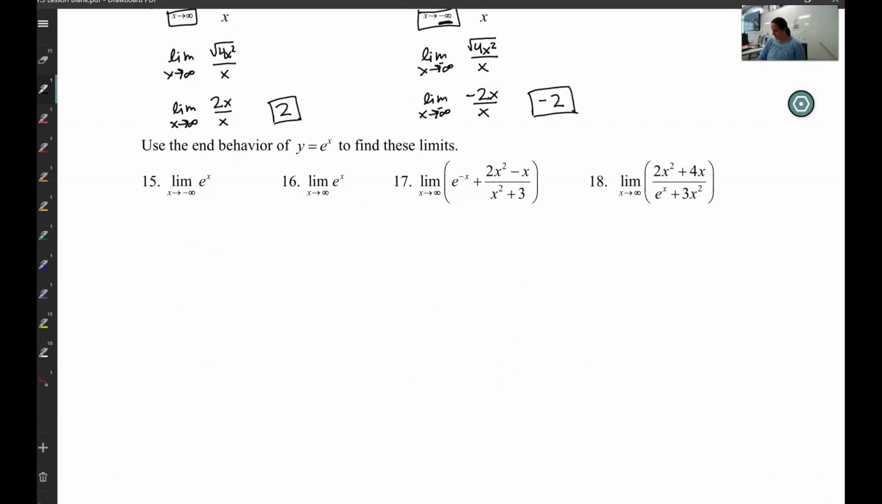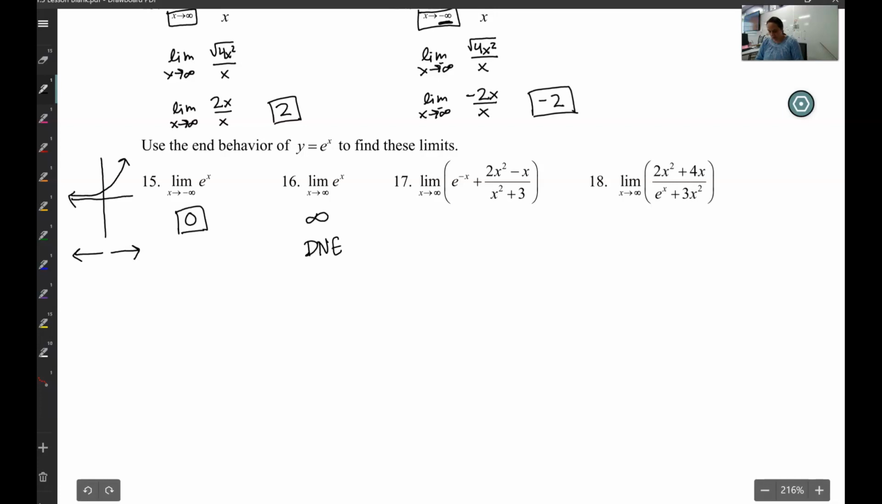Okay, last few. Use the end behavior of y equals e to the x to find these limits. So first one, if I think about my e to the x graph, it's going to look like that. So as x goes to negative infinity, I'm going to get closer and closer to 0. As I go to positive infinity, I'm going to get closer and closer to infinity, or you can just write does not exist. Anytime you have infinities, you can technically write does not exist, because the limit of infinity isn't an actual number.